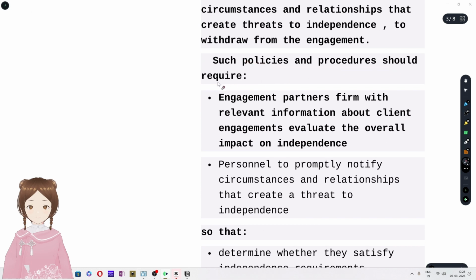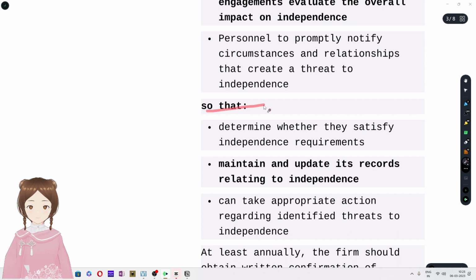What the policies and procedures should require is that the engagement partner will be provided with the information to evaluate independence, and personnel should notify of the threats that will create threats for independence. This is, again, a communication portion. So what's the objective here? Establishing independence in the firm, for what? To determine whether they satisfy independence requirements.